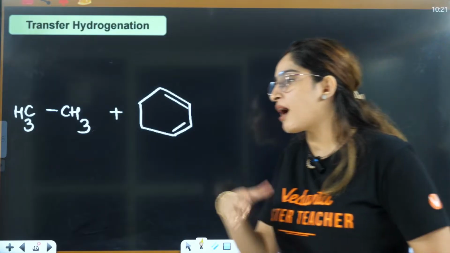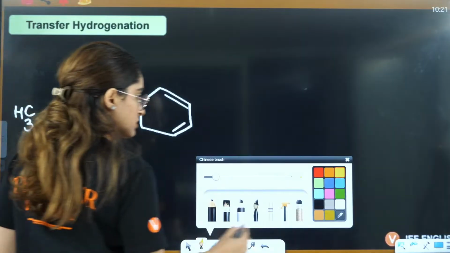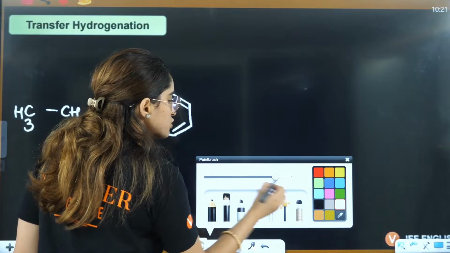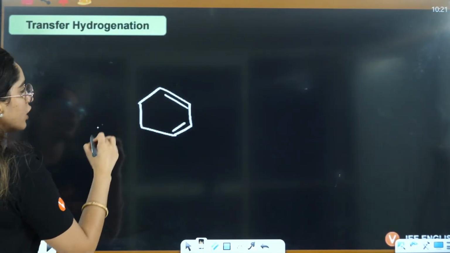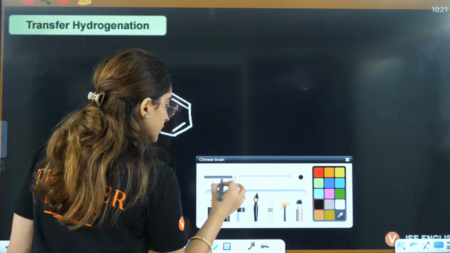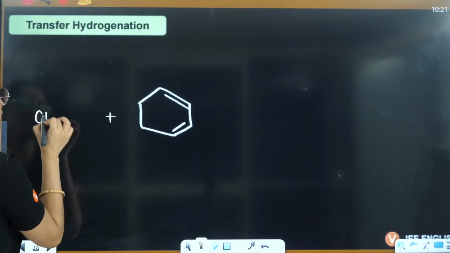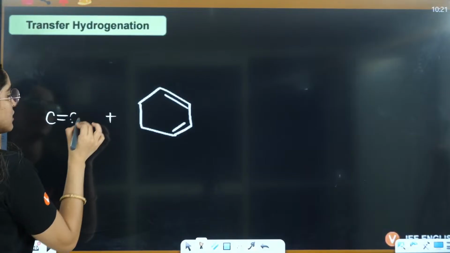So, what is transfer hydrogenation? Wait a minute, it should be a double bond. Sometimes we don't need hydrogen from outside. We can have a hydrogenation reaction without having any hydrogen. Let's see how.